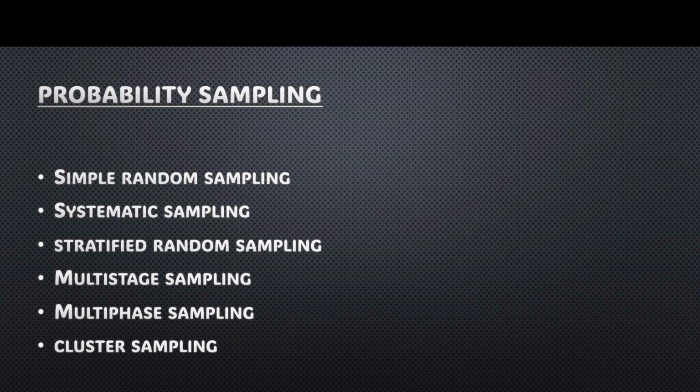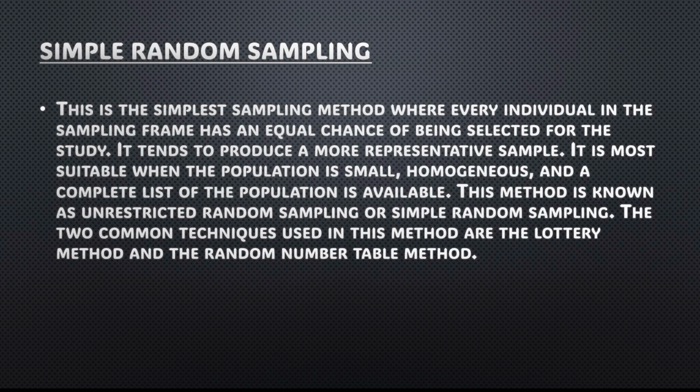Various types of probability sampling are simple random sampling, systematic sampling, stratified random sampling, multi-stage sampling, multi-phase sampling, cluster sampling. Now we will see what these mean individually with the example. Simple random sampling. It is a type of probability sampling. As name suggests, it is a very simple method. It is most suitable when the population is small, homogeneous, and the complete list of population is available.